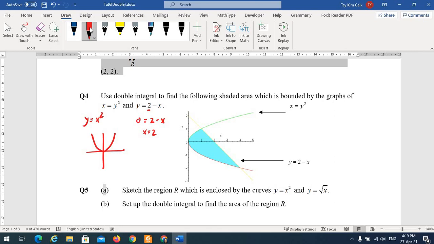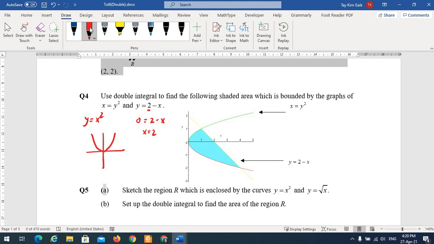Now you want to find the area of this blue region here. Can you see this region? Do you want to use dy dx or dx dy? Which one is easier? Dx dy, correct. Because it is bounded by the left curve, which is x equal y squared.